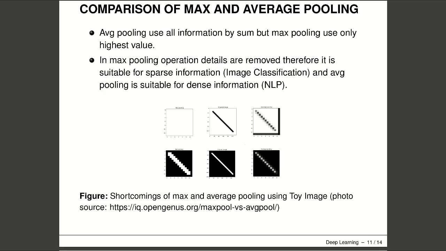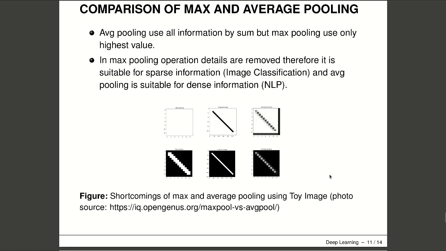If you want to compare max pooling and average pooling, first of all, average pooling uses all the information that we have so far by operating a sum. However, max pooling only uses the highest value. And more importantly, in the max pooling operation, details are removed. Therefore, it's more suitable for sparse information, for example when we would like to do image classification. And average pooling is suitable for dense information, like when we apply natural language processing.